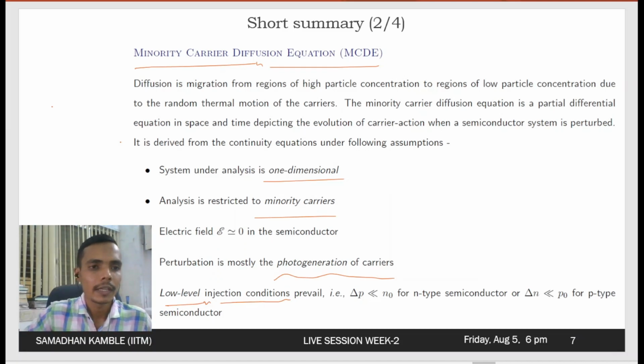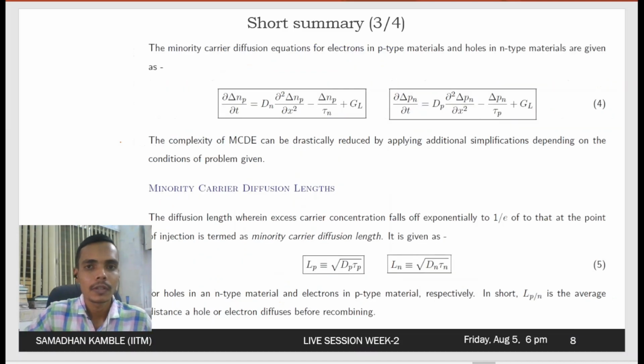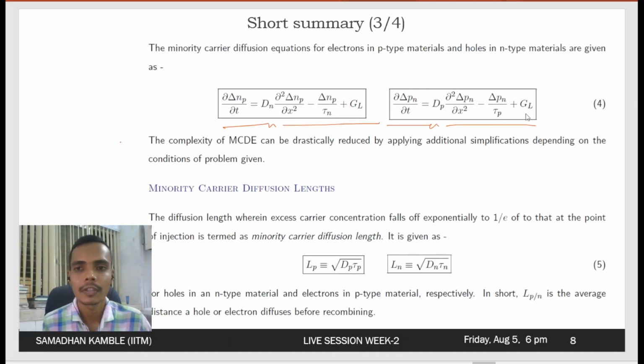Let us move to the third point. The minority carrier diffusion equations for the p-type and n-type material are summarized here for your reference. This equation seems quite complicated at the moment, but we can reduce its complexity by applying different simplifications, which depend upon the given problem.